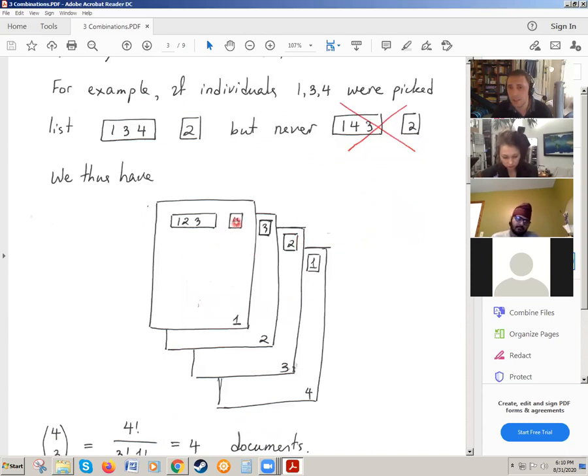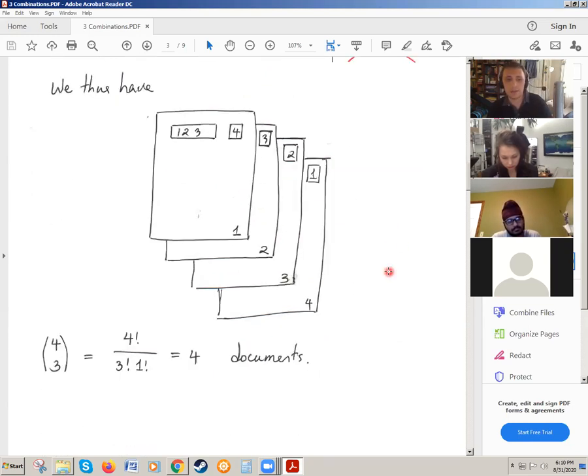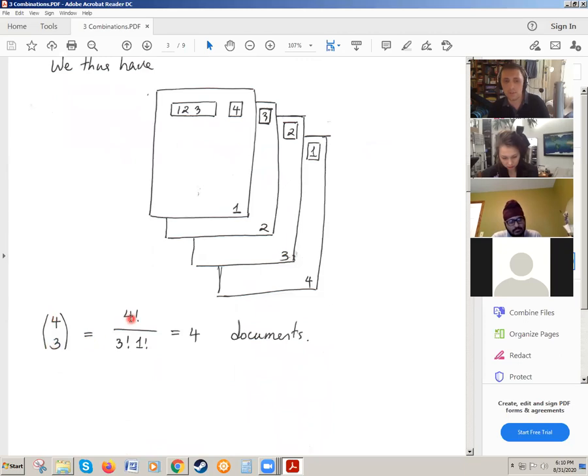Clearly, maybe 4 is kicked out, that's document 1, or 3 is kicked out, that's document 2, 2 is kicked out, that's document 3, and 1 is kicked out, that's document 4. So you can do it directly. You don't have to write the papers actually, but you just can imagine them. There are exactly 4 possibilities. And this is confirmed if you just do 4 choose 3. It's going to be 4 factorial over 3 factorial times 1 factorial. 4 factorial can be written as 4 times 3 factorial. So we cancel the 3 factorial and we get 4. Yes?